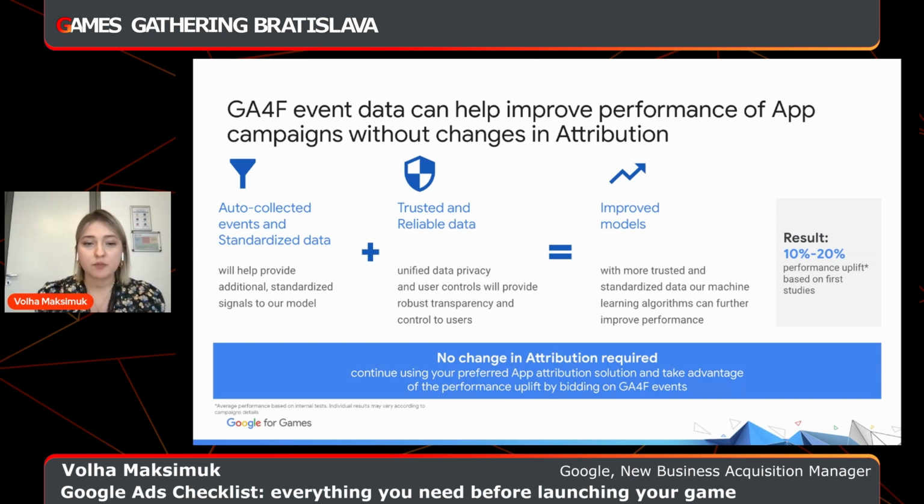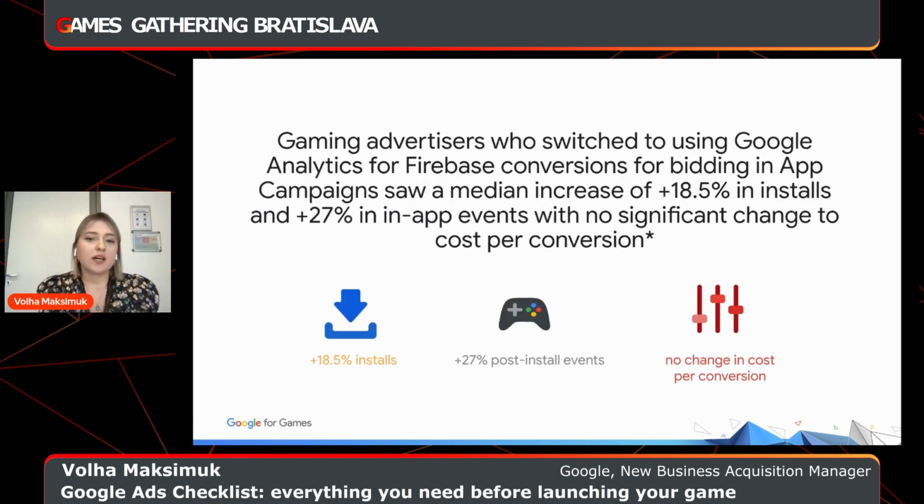You will see a 10 to 20% performance uplift without changes in attribution. So you can still have your normal attribution partner, whichever one you chose, and you just add Google Analytics for Firebase to get the most out of your Google app campaigns. And when it comes specifically to gaming advertisers, we also see an uplift in installs and in-app events, with no significant change to cost per conversion, all due to the same reasons I discussed before: more data signals and more availability in general.